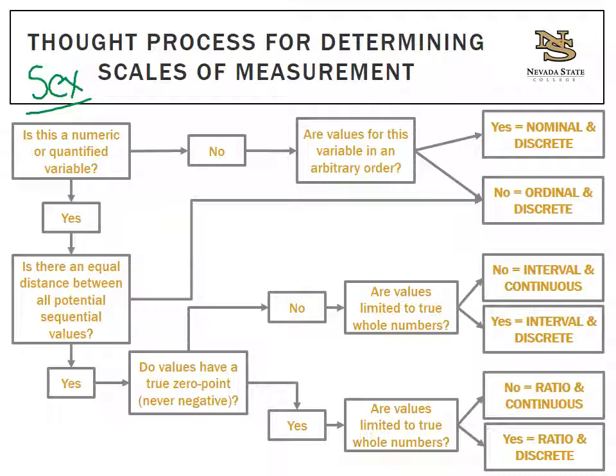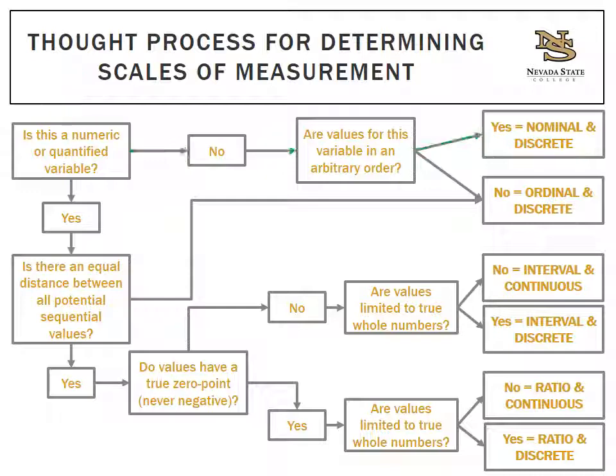All right, is this a numeric or quantified variable? No. Even if you quantified it for data analysis purposes, 0 or 1, it's really meaningless. You're not really quantifying it, you're just labeling it still, right? You're just categorizing it. So now we have to ask ourselves, okay, are values for this variable in an arbitrary order? So for instance, if you in your data set assigned 0 to females and 1 to males, that's completely arbitrary, right? It really has no meaning. It's meaningless. So we would say, yes, it's arbitrary. It's meaningless. So we have nominal and discrete data.